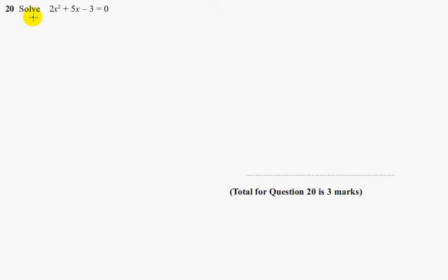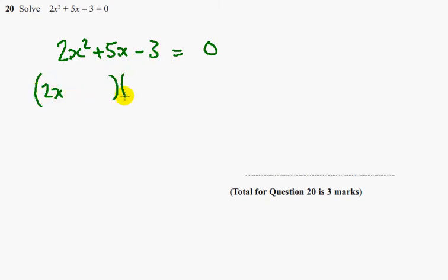Question 20. Solve 2x squared plus 5x minus 3 equals 0. So we have 2x squared plus 5x minus 3 is equal to 0. Now this here is a quadratic, so we need to factorize that. Now you can use the quadratic formula, or you can do it this way, two brackets.